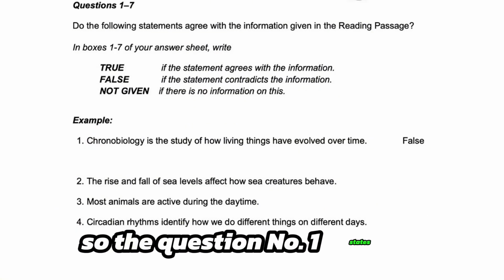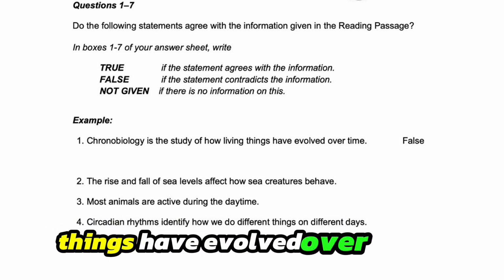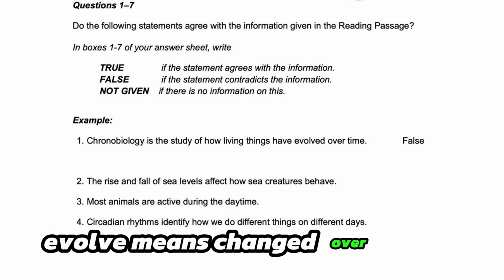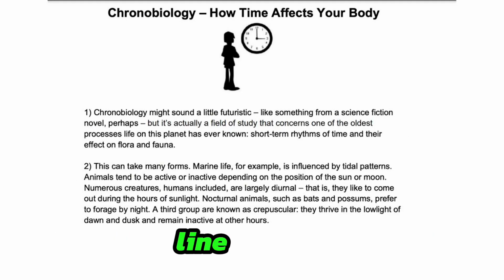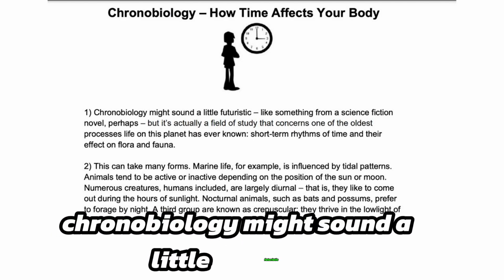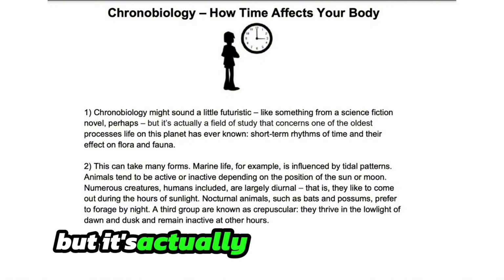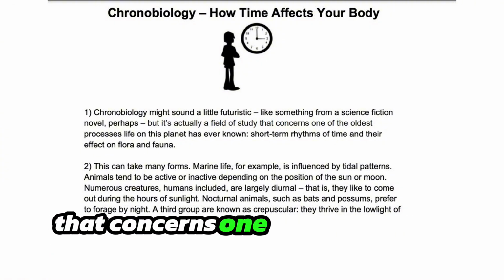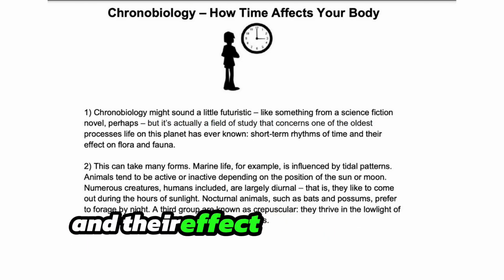So question number 1 states, chronobiology is the study of how living things have evolved over time. Evolve means changed over time. The passage references paragraph number 1, line number 1 to 3. It states, chronobiology might sound a little futuristic, like something from a science fiction novel perhaps, but it's actually a field of study that concerns one of the oldest processes life on this planet has ever known: short-term rhythms of time and their effect on flora and fauna.